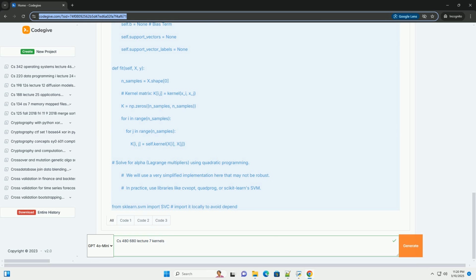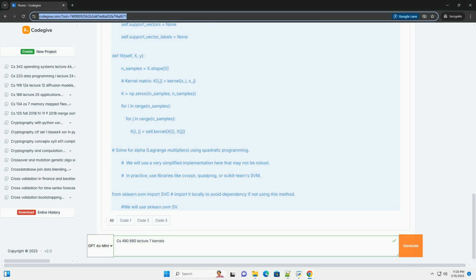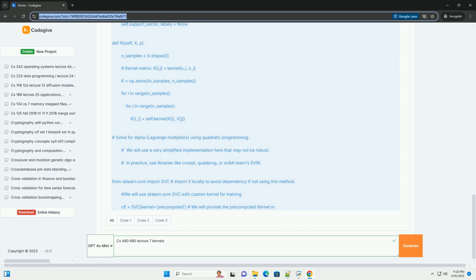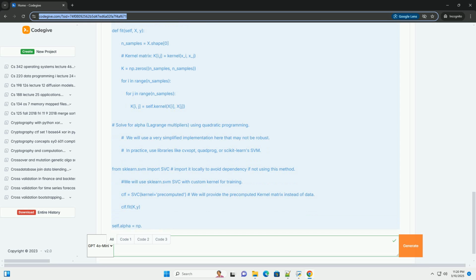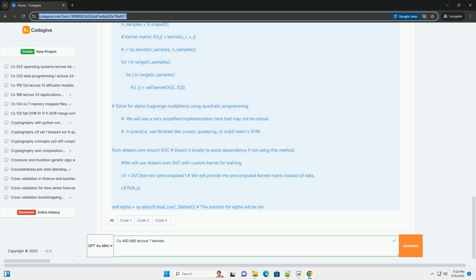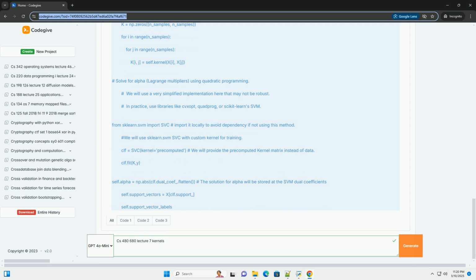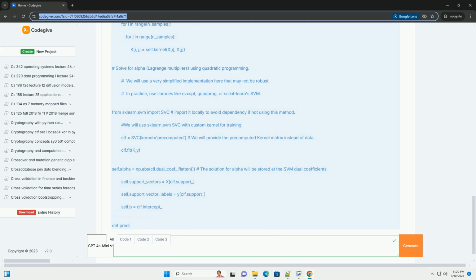Feature space: imagine you have data points in a low-dimensional space, for example 2D coordinates. You might want to transform these points into a higher dimensional space where they become linearly separable. This higher dimensional space is the feature space.